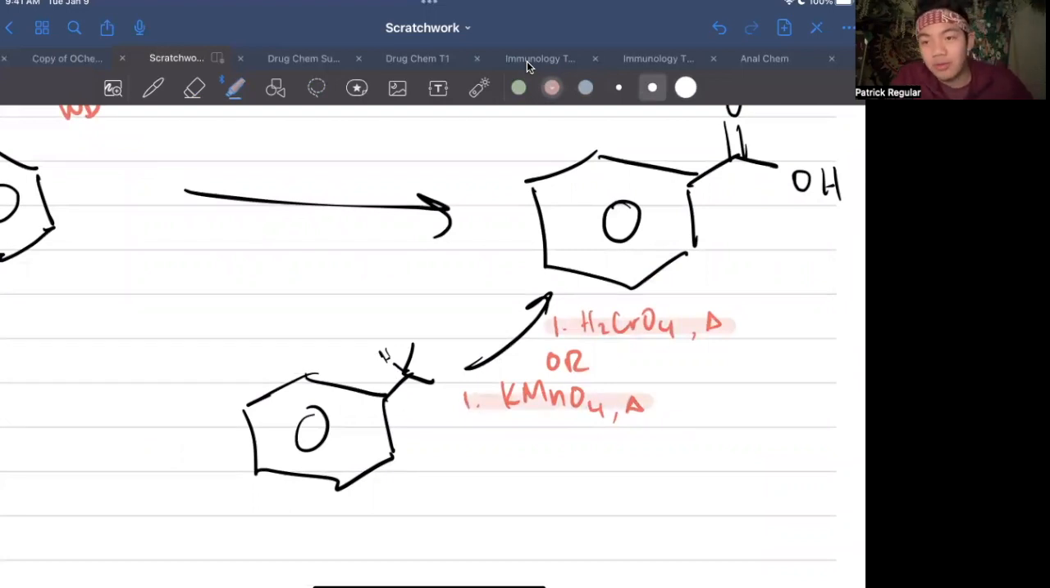I really hope you guys are picking up what I'm trying to drop down. There's a good chance I might see this on the test. Are you going to write that down? I really hope you write that down. But KMnO4 does the same thing. These are interchangeable. Same thing. They're strong oxidizing agents.